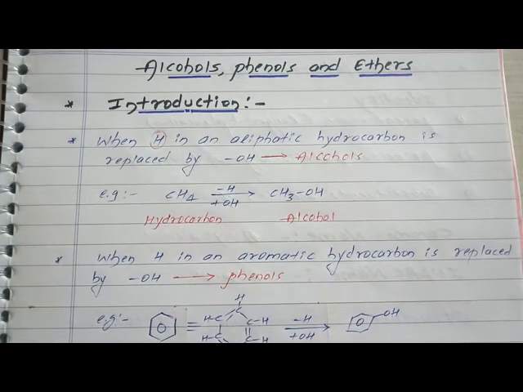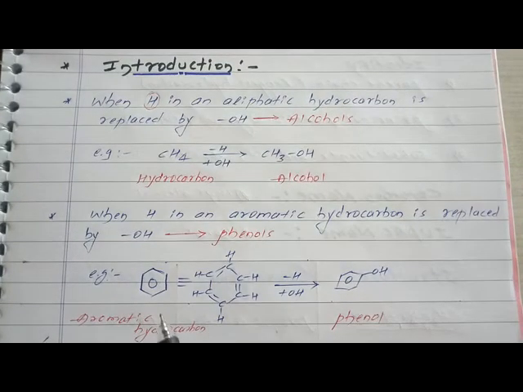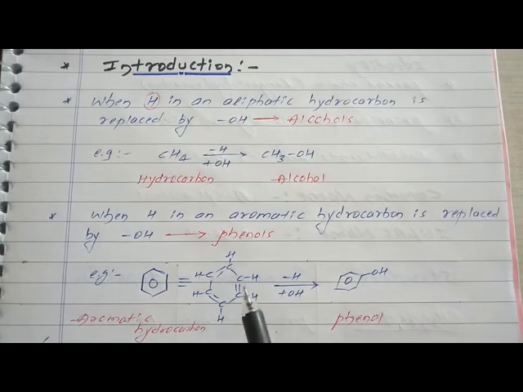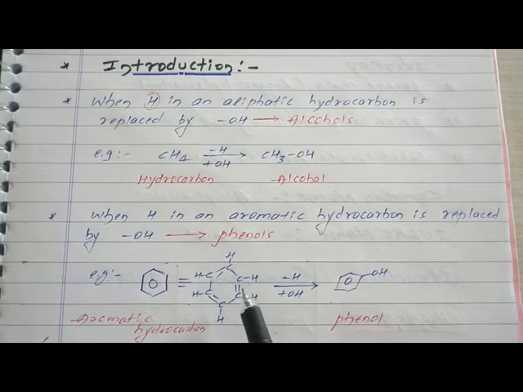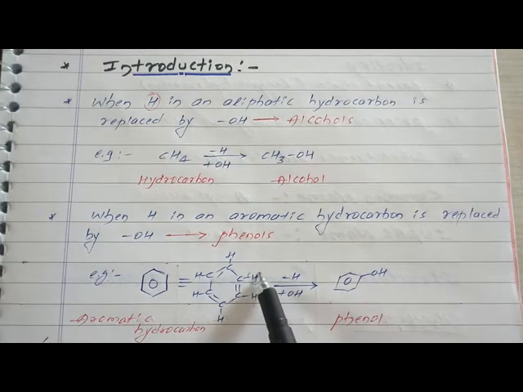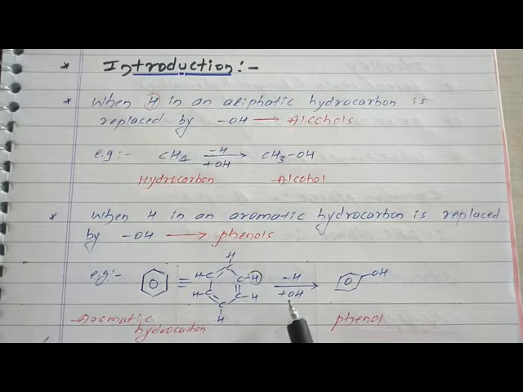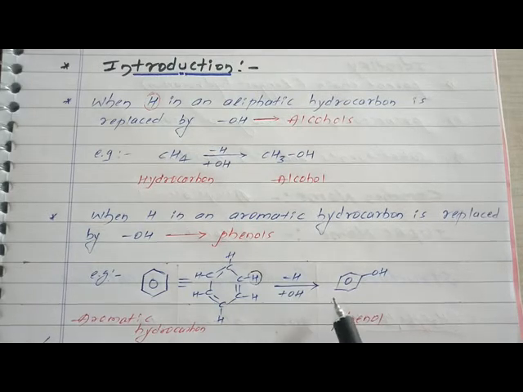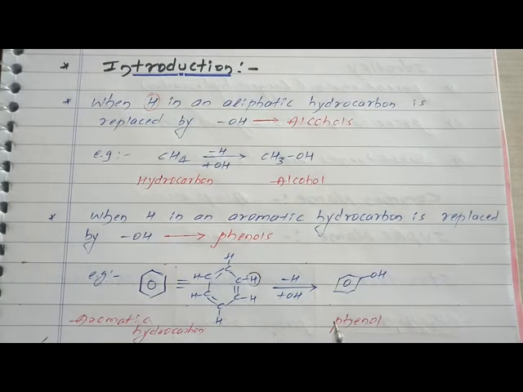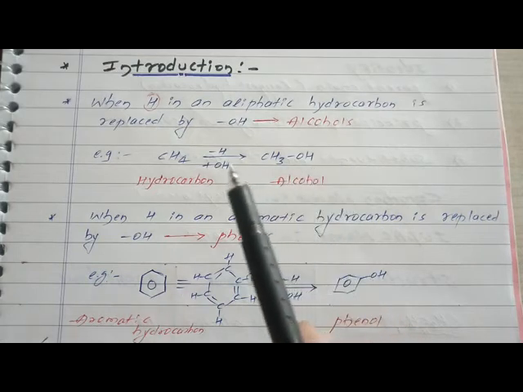Now for example, we have an aromatic hydrocarbon, this is called benzene. We can write this benzene in a structural manner. Suppose I again replace one of the hydrogen atoms from this benzene by this OH group, that is the hydroxyl group, we'll get, students, phenol, that is a benzene ring attached to an OH group, which is called a phenol.